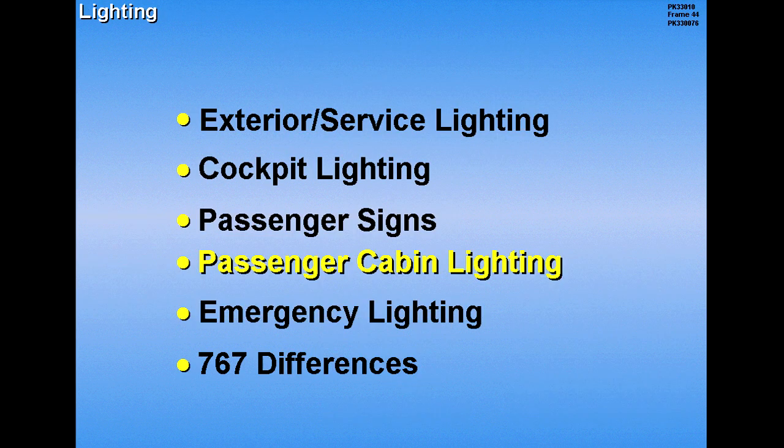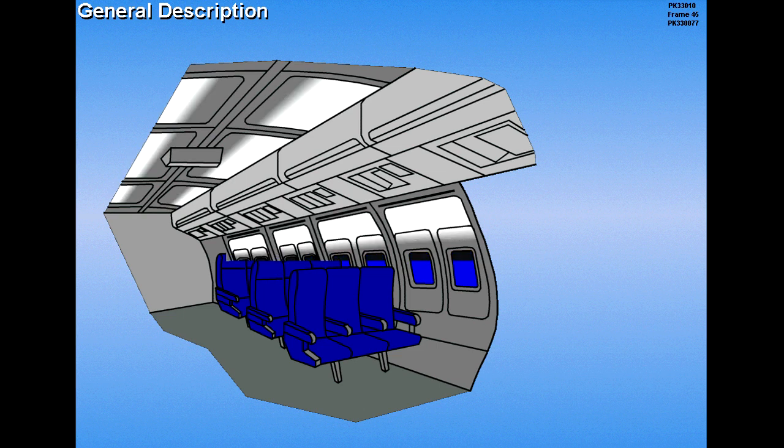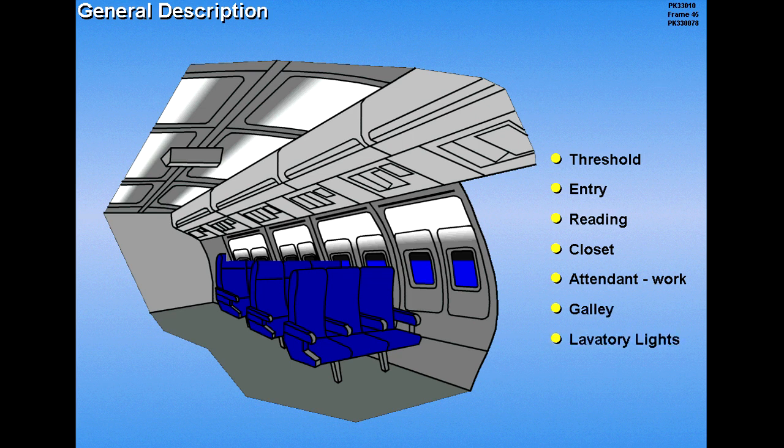The next section we'll cover is passenger cabin lighting. General cabin illumination is accomplished with ceiling and sidewall lights. They are supplemented by threshold, entry, reading, closet, attendant work galley, and lavatory lights.